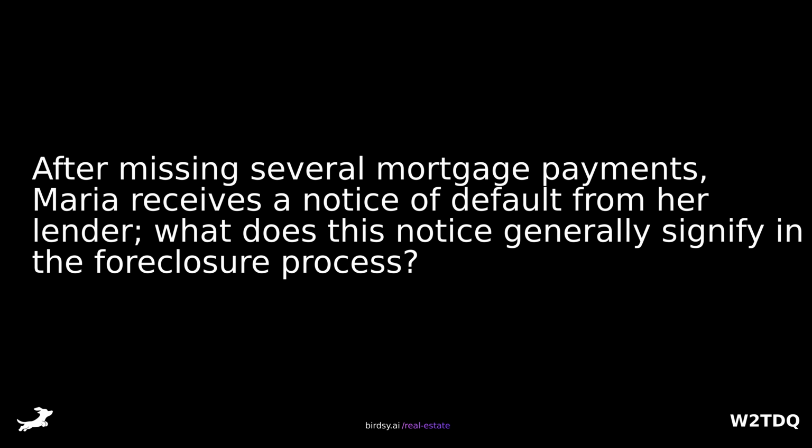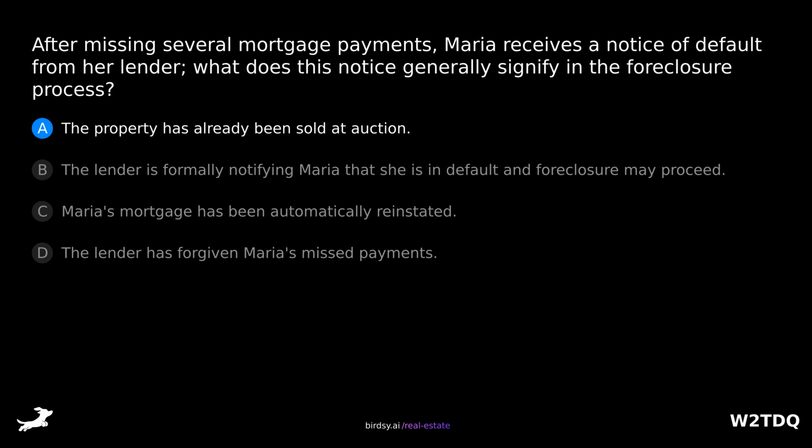What does this notice generally signify in the foreclosure process? Is it A, the property has already been sold at auction? B, the lender is formally notifying Maria that she is in default and foreclosure may proceed? C, Maria's mortgage has been automatically reinstated? Or D, the lender has forgiven Maria's missed payments? The correct answer is B.